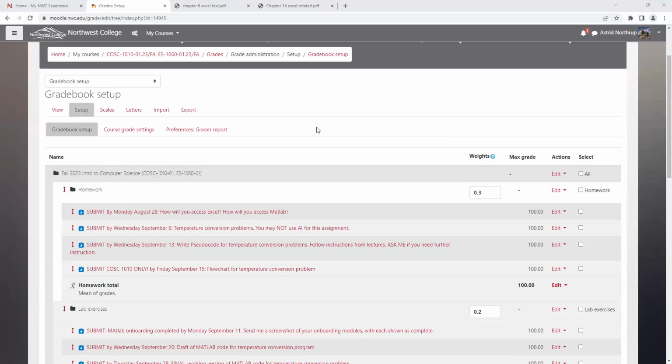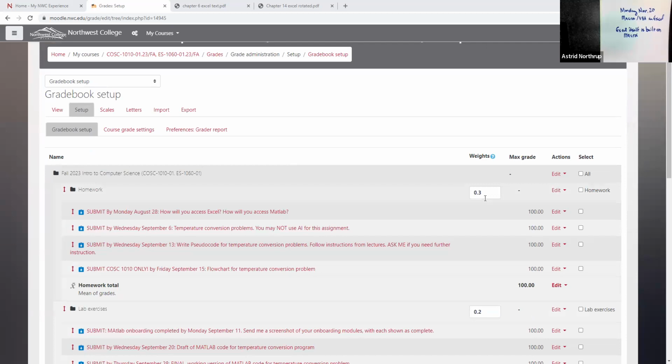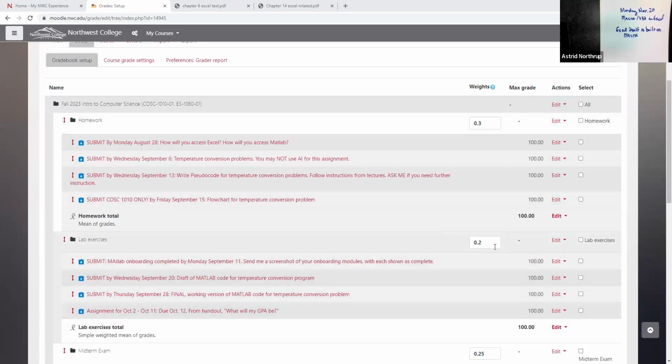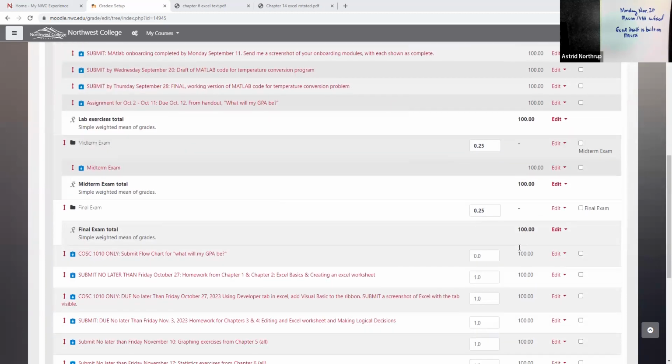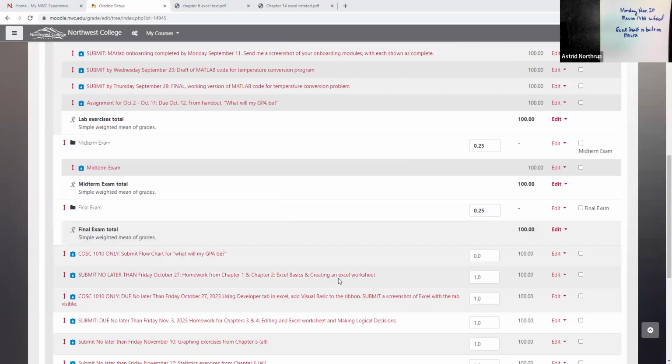This is how I set up my grade book. The homework is worth 30% of your grade. Your lab exercises are worth 20% of your grade. The midterm exam is worth 25. The final is worth 25. And then this is a mistake right here.